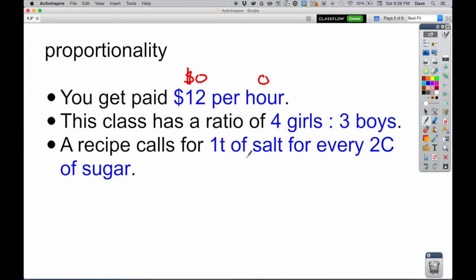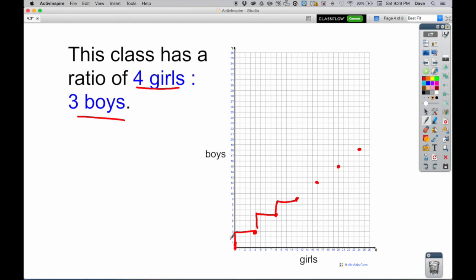A recipe calls for 1 teaspoon of salt for every 2 cups of sugar, but if I haven't put in any salt yet, then I shouldn't be putting any sugar in yet. I haven't even started making or mixing the recipe. So when proportionality is involved, that's one of the other key things we should understand: one of the points is going to be (0, 0). We're never going to have a situation where we start our graph anywhere except the origin.